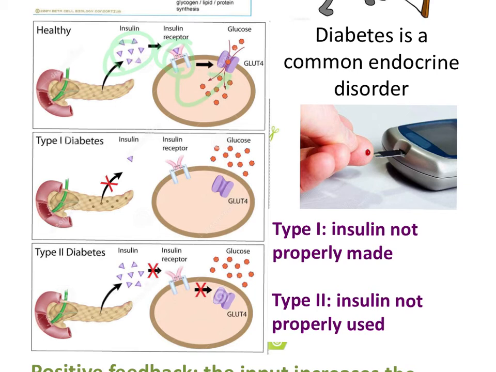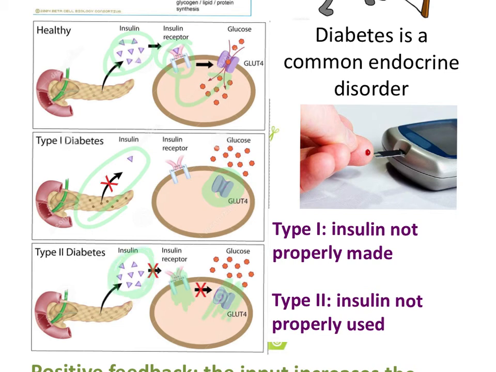In somebody with type 1 diabetes, that insulin in the pancreas is not properly made. So there's no doorman to open the channel to let glucose in. So the cells end up not having enough glucose because the glucose is there in the bloodstream, but it can't get into the cell. Somebody who has type 2 diabetes can make insulin, but for whatever reason, the insulin doesn't bind and doesn't open the channel.